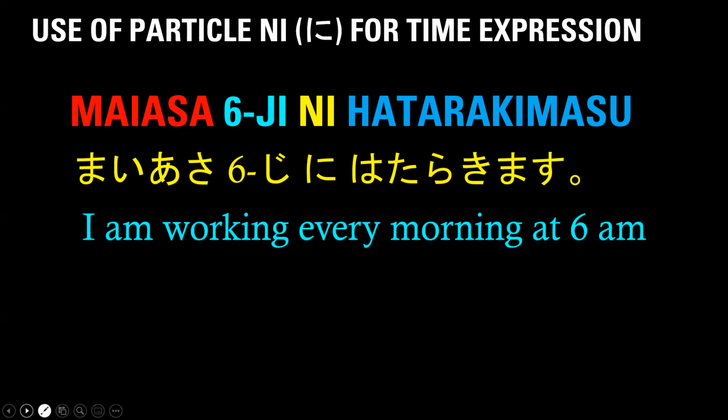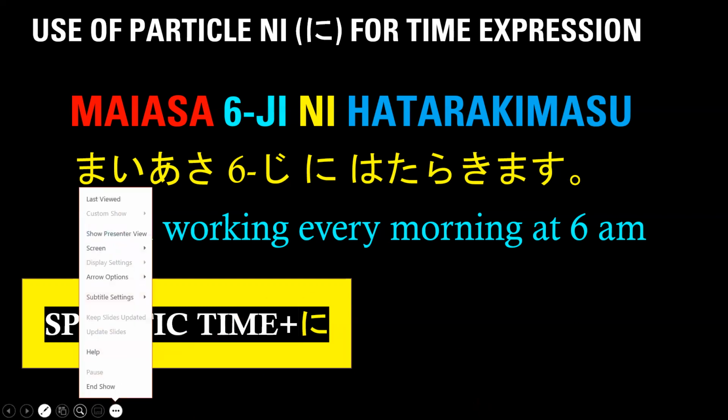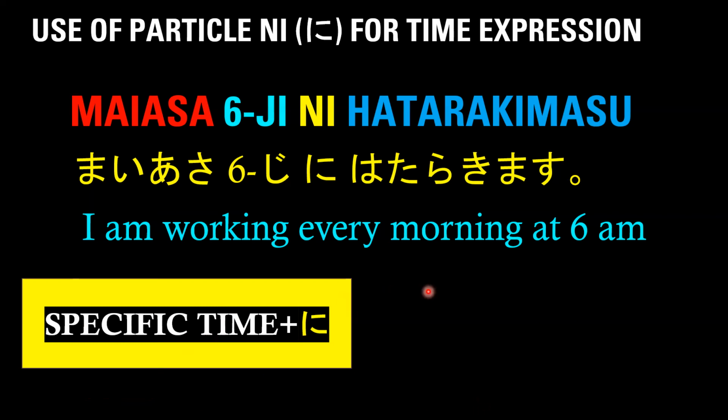So for this one, okay, here's the rule. So if you going to use specific time, you need to use particle ni. So example, considering may asa, wala yung may asa. Just reading it. Rokuji ni hatarakimasu. So pag sinabi mong rokuji hatarakimasu, that's grammatically wrong. Okay? Because there is no particle ni. So ni here acts as the at. Diba? Para siyang English preposition at. Okay? So that's the function of the particle ni here. Okay? So, again, it's very important to remember this.